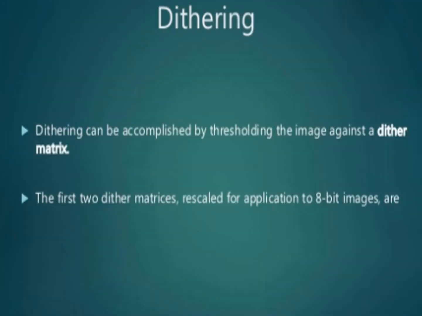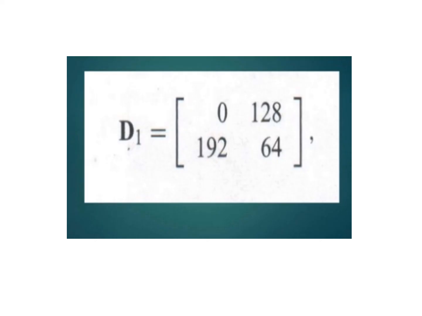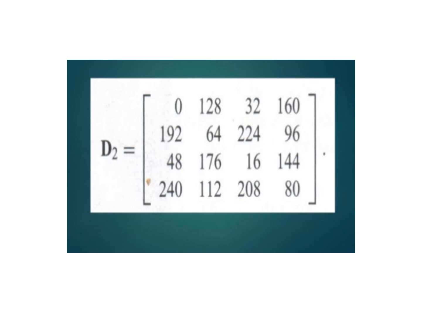The dithering technique can be accomplished by thresholding the image against the dither matrix. The first two dither matrices are rescaled for application to 8 bit. This is an example of 2 cross 2 pixel patterns for creating 5 intensity levels. This is another example of 4 cross 4 pixel patterns for creating 10 intensity levels, where I'll be showing an example of applying these matrices D1 and D2.